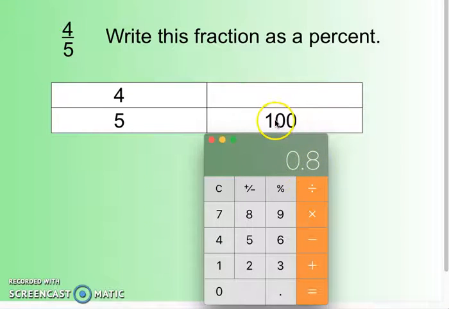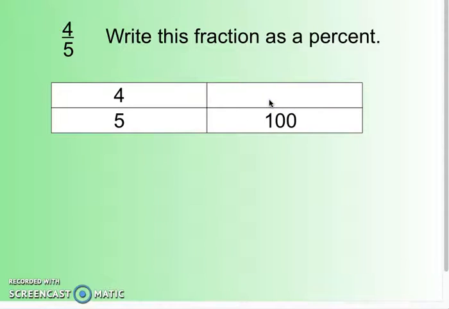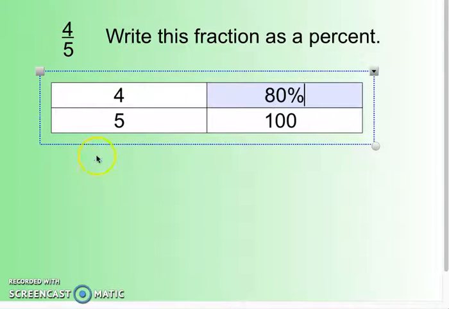And then what do we need to do with this 100 over here in this box? Correct, times 100. And so the answer is 80%. So let's add that in here as our answer, 80%.